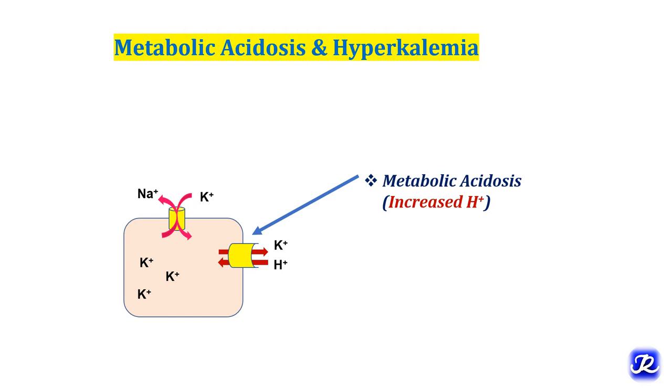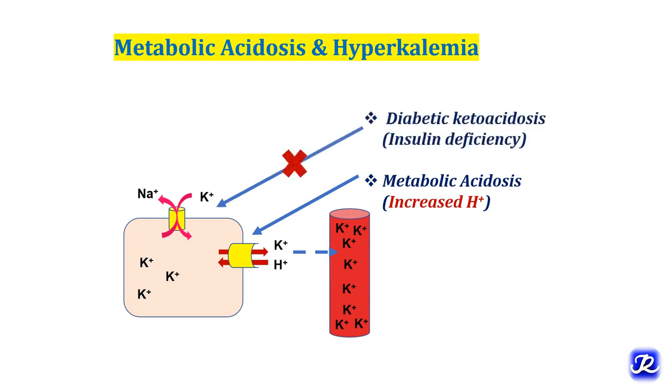Metabolic acidosis is associated with hyperkalemia. It is increased concentration of potassium in blood. Normally, concentration of potassium ion in the intracellular compartment is more than the extracellular compartment. But in metabolic acidosis, there is increased hydrogen ion concentration. So there will be entry of hydrogen ion from blood into a cell in exchange of potassium ion. So more potassium ion now leaves the cells and comes into blood, so that it results in hyperkalemia.